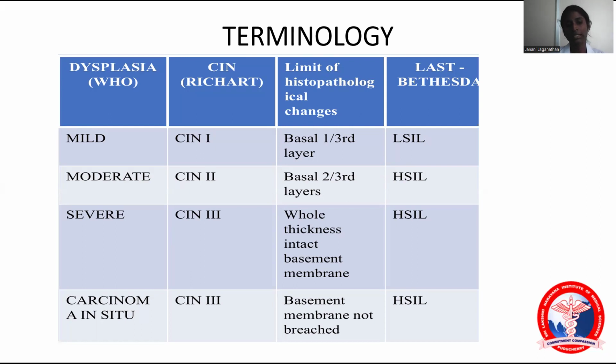Moving on to the third classification, severe dysplasia corresponds to CIN3, also called HSIL, high-grade squamous intraepithelial lesion in the Bethesda system of classification. Here, the whole thickness of the cervical epithelium will be dysplastic, but there will be an intact basement membrane in all types of CIN lesions.